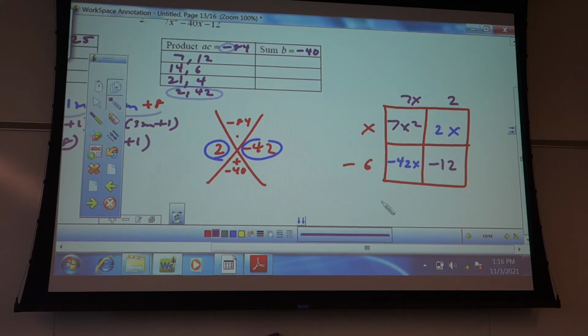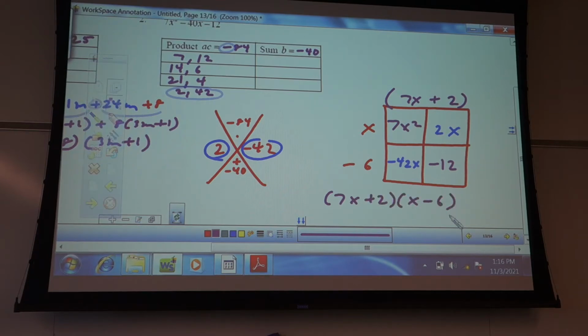So here we've got, right, this is the first one, 7x plus 2, and the second one is x minus 6. So no matter what method you did, that should be your final answer. Good?